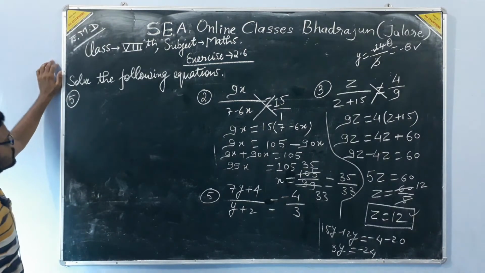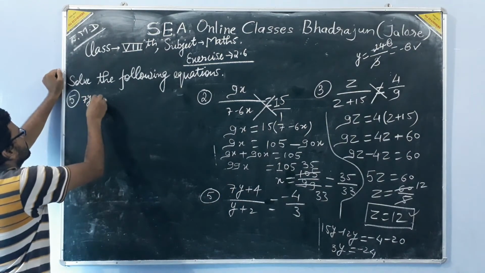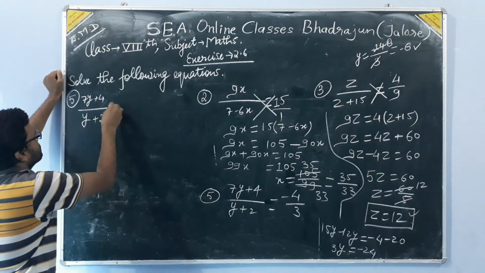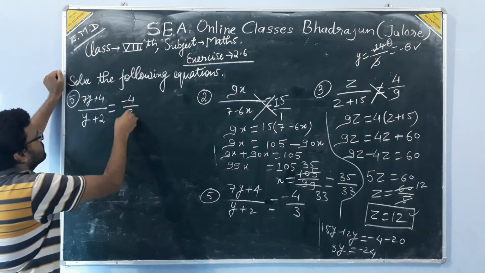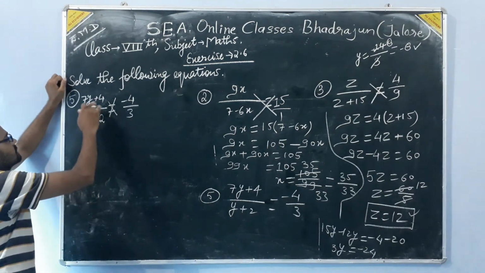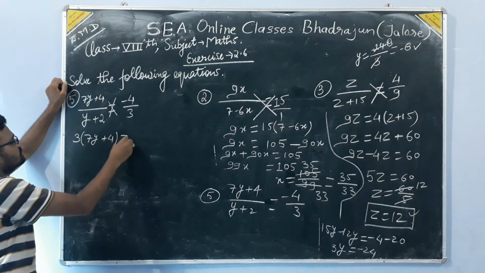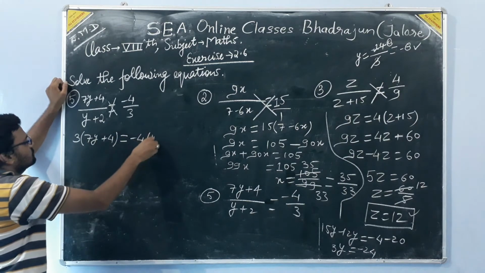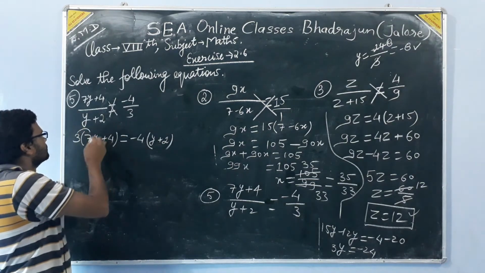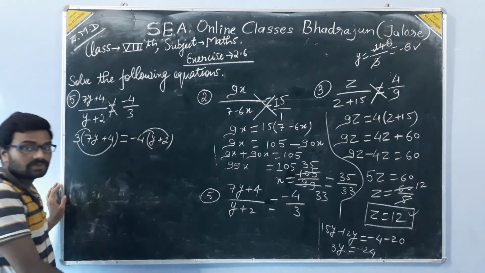This was our question number 5th, which is (7y plus 4) upon (y plus 2) equals minus 4 upon 3. Okay, so we will cross multiply. Now what we will get is 3 multiplied with (7y plus 4) equals minus 4 multiplied with (y plus 2). Okay. Now we will multiply 3 multiplied with 7y and 3 multiplied with 4. Here minus 4 multiplied with y, minus 4 multiplied with 2.